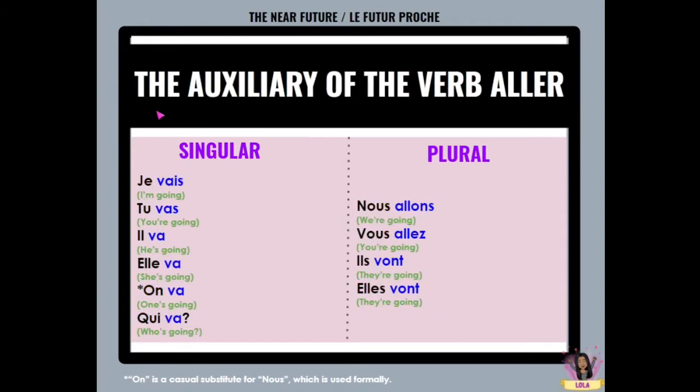So the second part is the auxiliary of the verb aller. So in another one of my videos, I showed you how to conjugate the verb aller in the present tense. And that's what this is. So if you don't know this yet, well, it's right here, or you can learn how to do that in my other video. So we have je vais, tu vas, il va, elle va, on va, qui va, nous allons, vous allez, ils vont, and elles vont. And all the auxiliaries are the words that are in blue on either side over here.